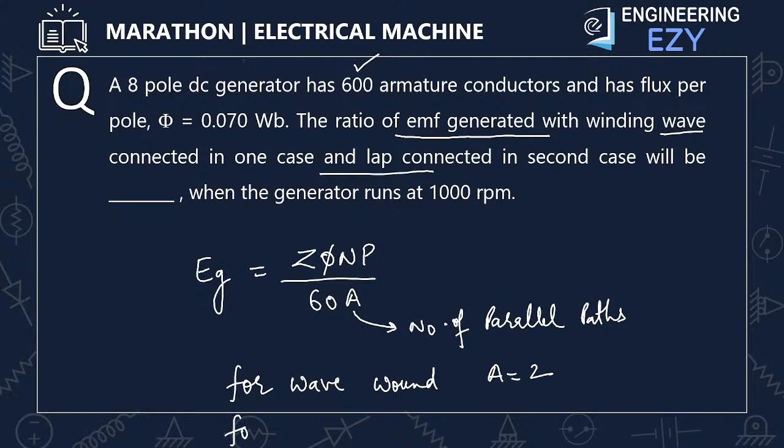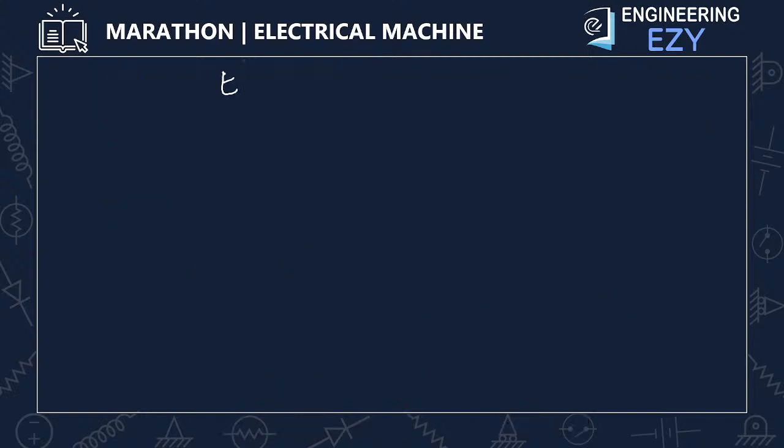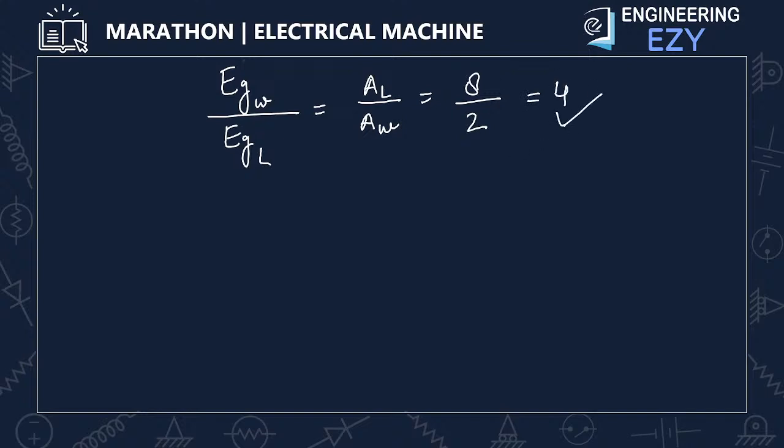And for lap wound, A is equal to P, or P is equal to 8. So A is equal to 8. Yes. Wave upon lap is equal to P by 2. Very good, bache, very good. So EG wave divided by EG lap is equal to A lap divided by A wave. In the lap wound it is 8, and in the wave wound it is 2, or P by 2. So it is 4. Correct answer is 4.